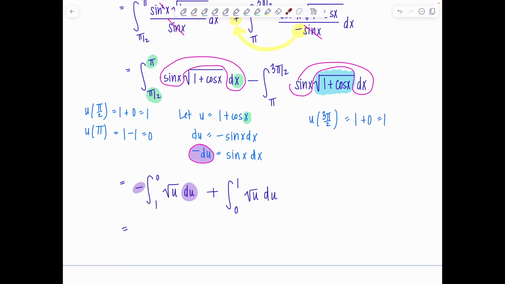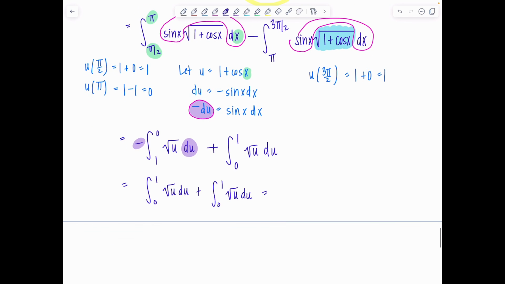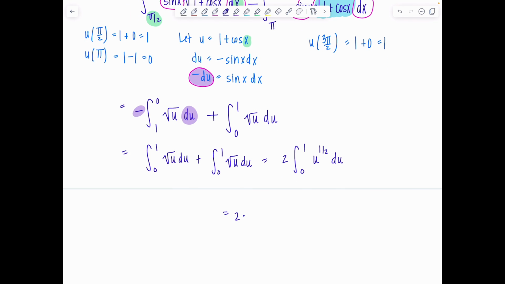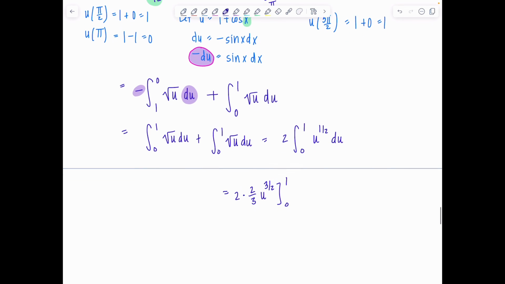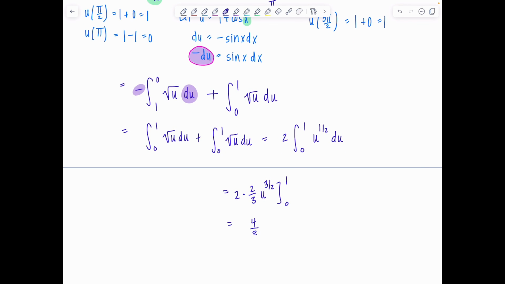I'm going to flip the limits of integration here, and then that'll get rid of the minus sign. Remember, when we flip the limits, you multiply by a negative, so that'll make that positive 0 to 1 rad u du plus, don't I have the exact same thing twice? Oh my God, then why do two separate integrals? We're not going to, don't worry. This is 2 times the integral 0 to 1 u to the 1/2 du. Take the antiderivative, you have 2 times 2/3 u to the 3/2 evaluated from 0 to 1, which is just going to be 4/3. Okay, good.